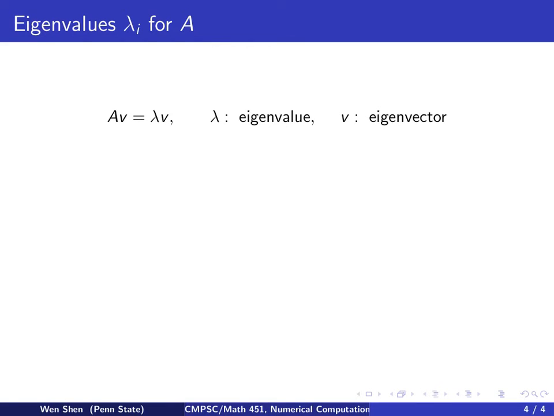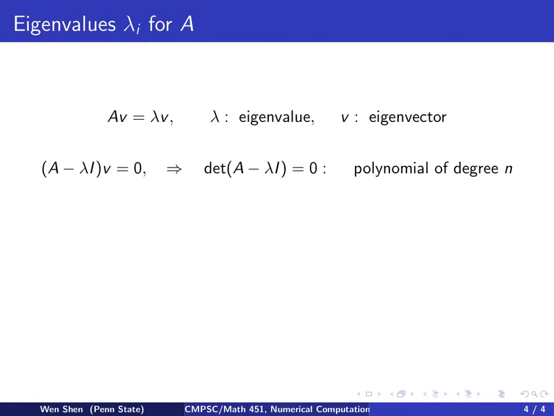Okay, so let's talk about eigenvalues for A. If lambda is an eigenvalue and V is the corresponding eigenvector, then they satisfy the following: A times V equals lambda times V. How do you compute the eigenvalue? Well, you could move the lambda V to the left, multiply by an identity matrix, and then take out V as the common factor. So we'll be seeking a non-zero solution for this system of equations where A minus lambda I is the coefficient matrix.